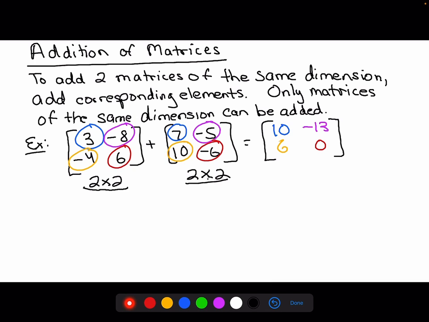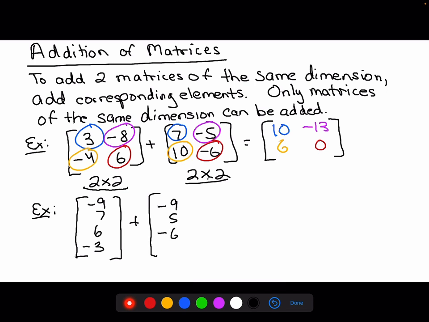All right, another example. Let's say you have this nice little column matrix with -9, 7, 6, -3. I called it a column matrix because it only has one column. It has 4 rows, that's all right. A column matrix just has one column. Let's add that to another column matrix: -9, 5, -6, and 10.